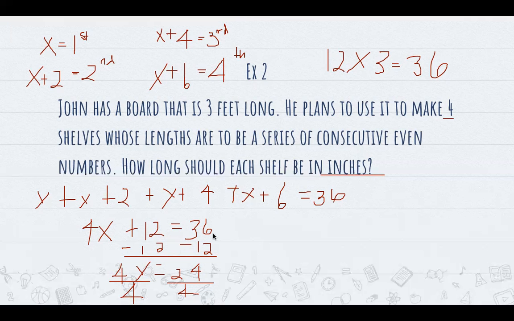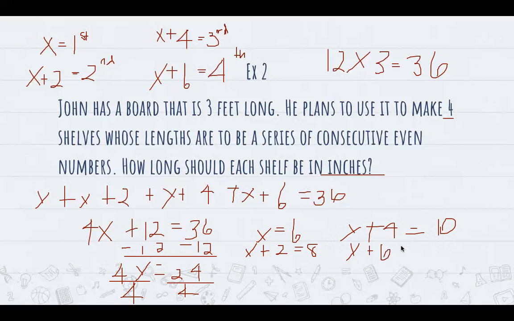Okay, so 24 divided by 4 gives you 6, so x equals 6. So your first term equals 6. And just like before, we're going to plug it in to find the other 3 shelves. So we have x plus 2, and if you plug in 6 as x, that gives you 8. And then for the third shelf, it's x plus 4. You know x is 6, so 6 plus 4 is 10. So that's the length of the third shelf, 10 inches. And the next one is x plus 6, and 6 plus 6 is 12.